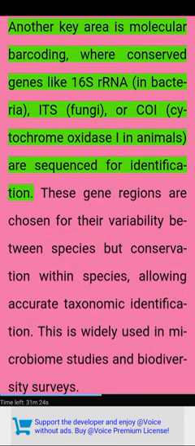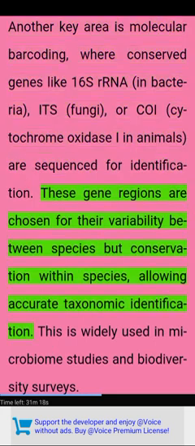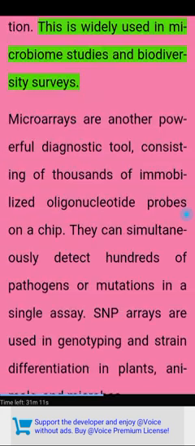Another key area is molecular barcoding, where conserved genes like 16S rRNA in bacteria, ITS in fungi, or COI (cytochrome oxidase I) in animals are sequenced for identification. These gene regions are chosen for their variability between species but conservation within species, allowing accurate taxonomic identification. This is widely used in microbiome studies and biodiversity surveys.